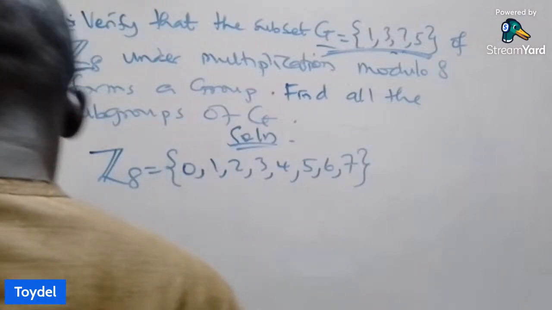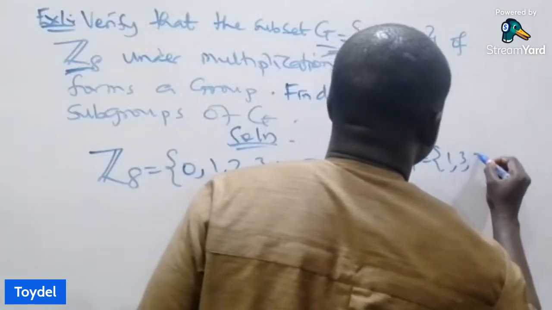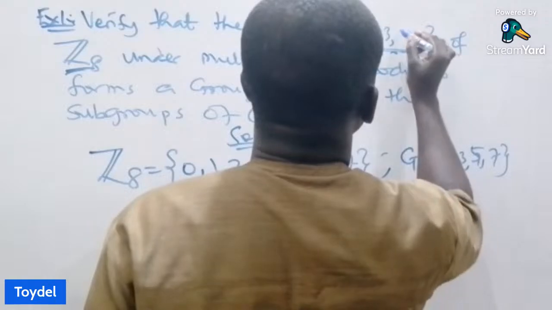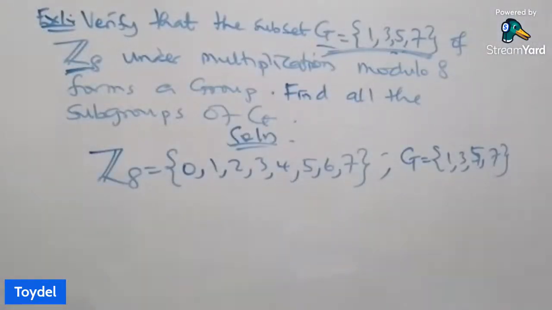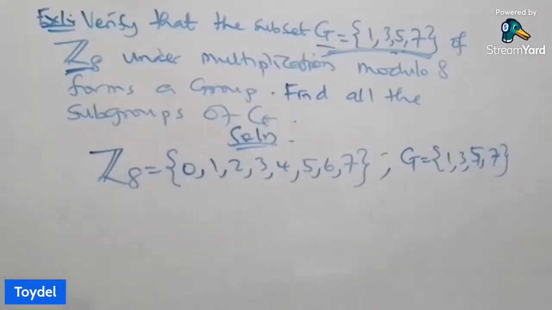Then we are given G to be equal to {1, 3, 5, 7}. That is G. So we want to verify that this G forms a group. How do we verify that? Of course, it's under multiplication, so we know what to do.